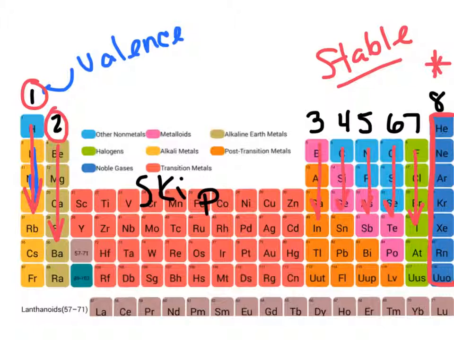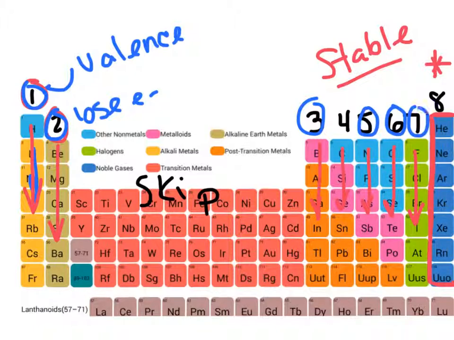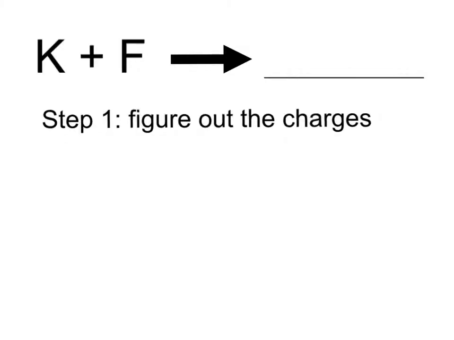For the rest of them, if we take groups 3, 2, and 1, these are our groups that are going to lose electrons. And if we look at groups 5, 6, and 7, right, these are going to gain. So let's do some examples.